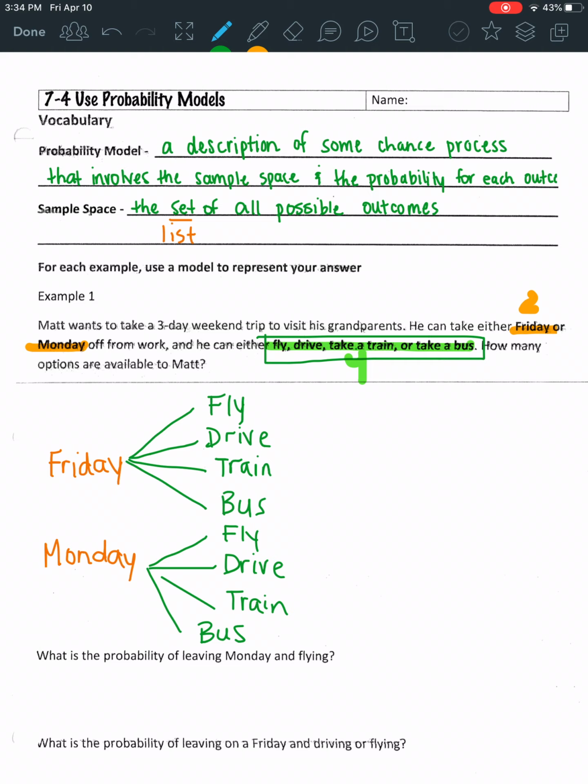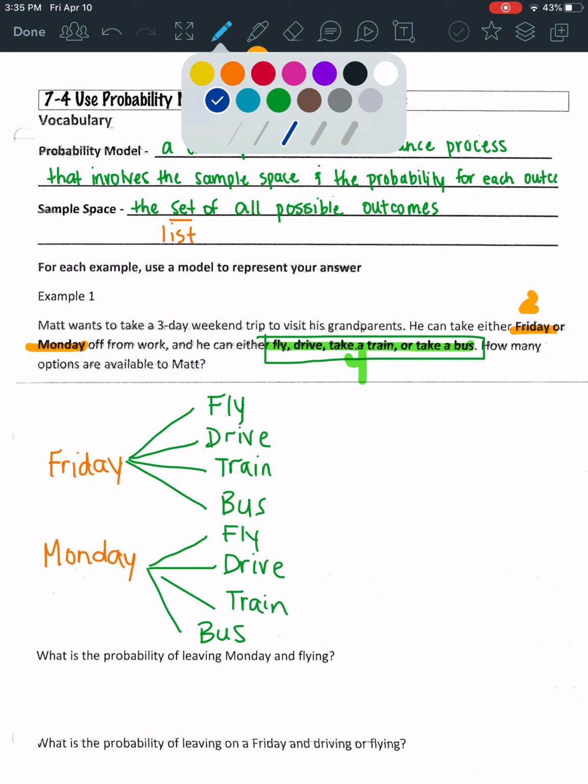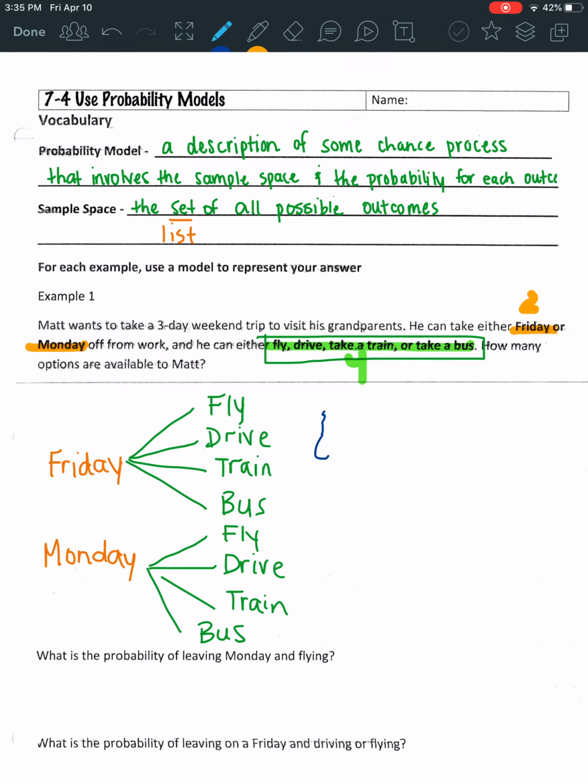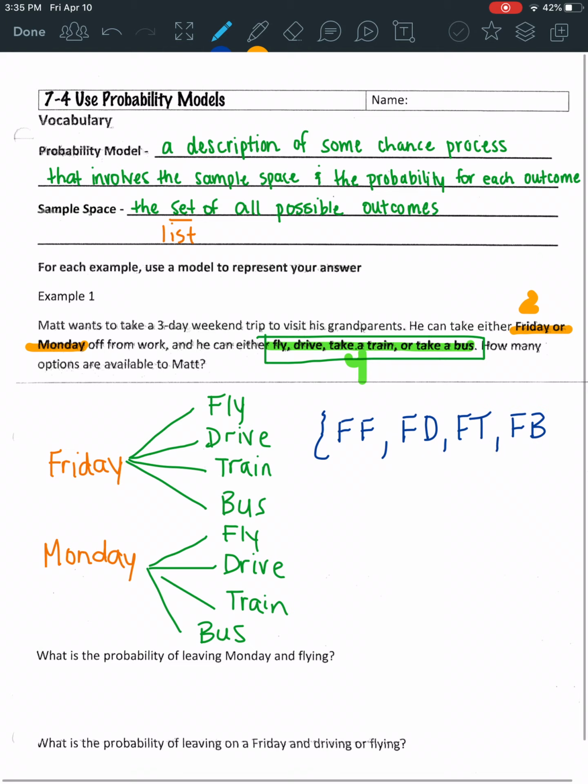Now we have every single option listed here. That's called a sample space. So for our sample space, we could list every single one out, and usually we do, and usually we abbreviate it. We use these little squiggly parentheses, I'm not very good at them, so we could say he's going to take Friday off work and fly. He's going to take Friday off work and drive. Friday off work, take a train. Friday off work, take a bus. So there are the 4 options there.